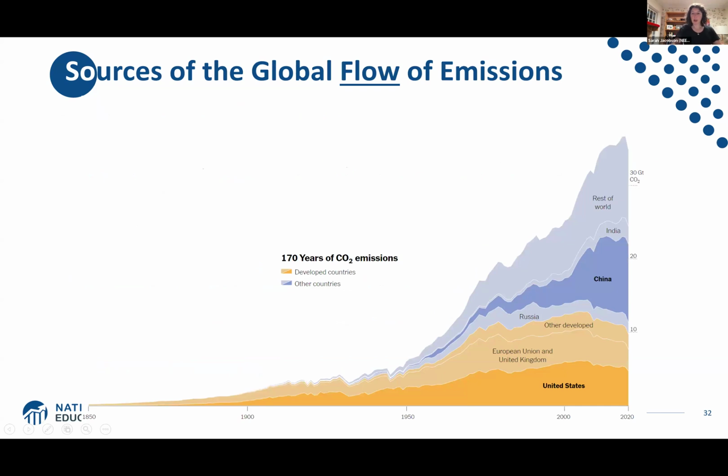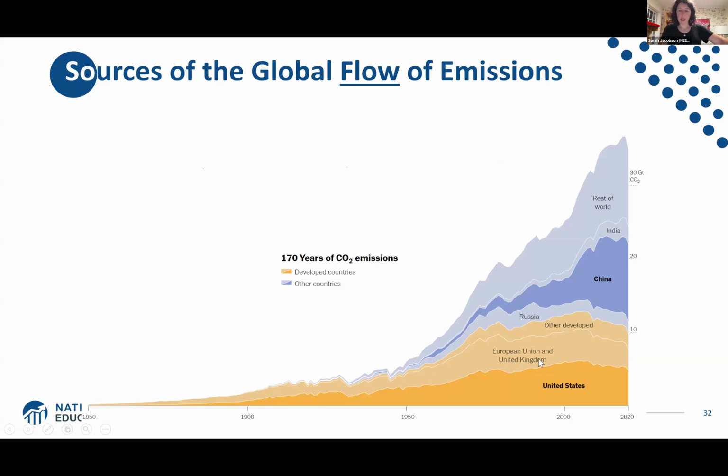Where are those emissions coming from? First, let's think about it geographically. This is a set of graphs I took from the New York Times a few years ago. They made this set of nice infographics. You can see it goes over time from 1850 to 2020, and the vertical axis is the flow of greenhouse gases. Specifically, they're calling it carbon dioxide, but we're talking about greenhouse gases. So how much is going out in each year?